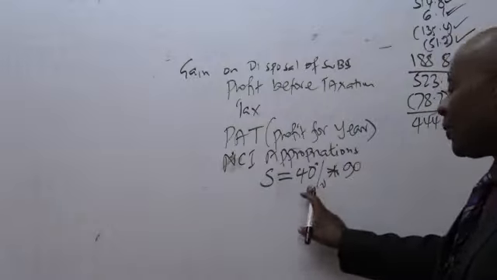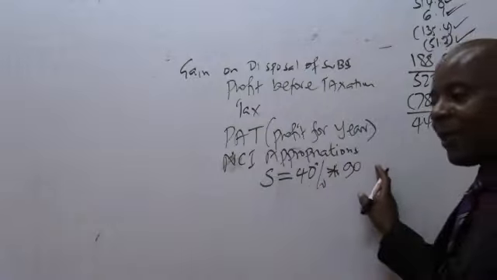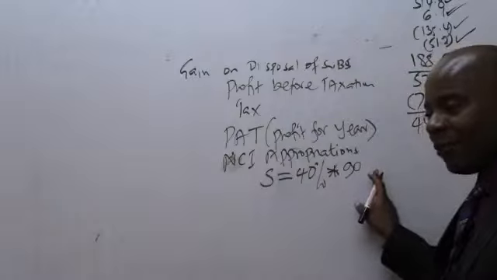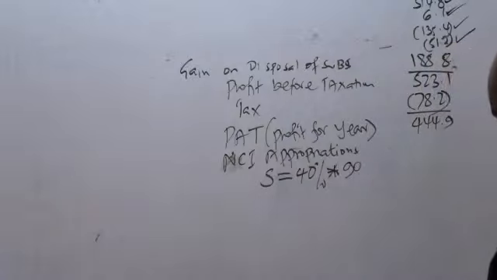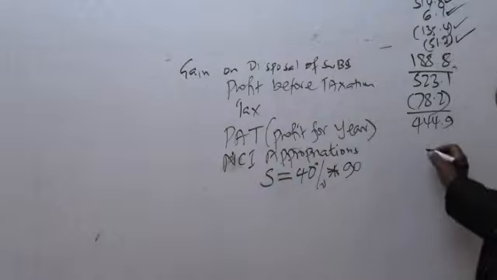So what is 40%? Remember there are no adjustments here for the profit after tax. This is a simple question. So 40% of 90 gives me how much? Ruth tells me that it is 36.